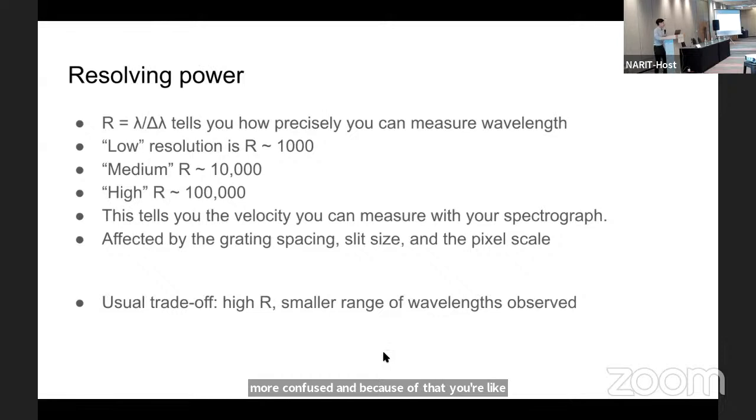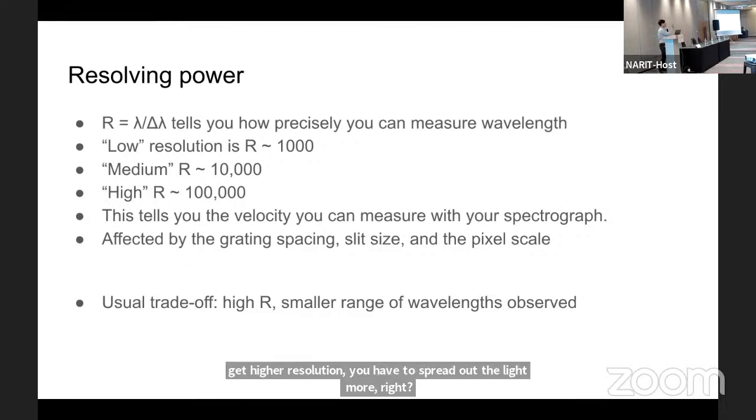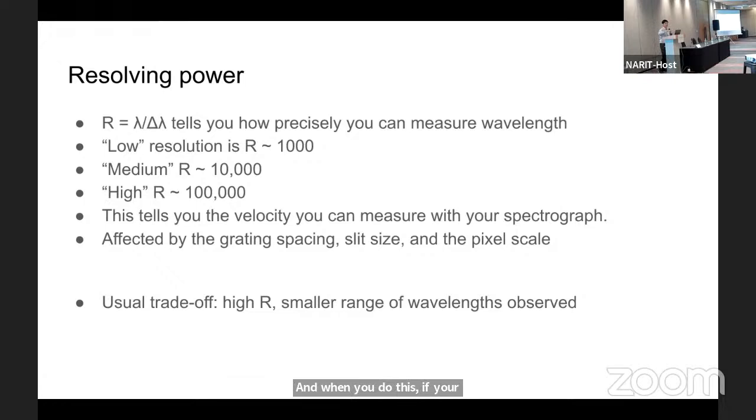The usual trade-off here is that if you remember the figure with order 1 and order 2, to get higher resolution, you have to spread out the light more, right? And when you do this, if your detector is still the same size, then the range of wavelength that you can detect is smaller. We'll see in a bit how to deal with that.